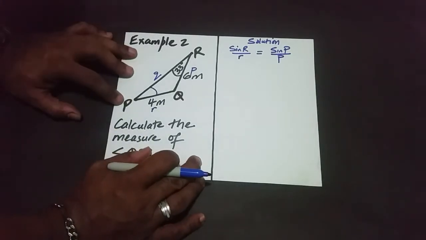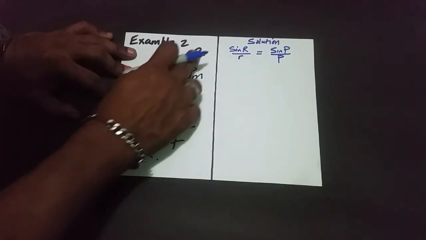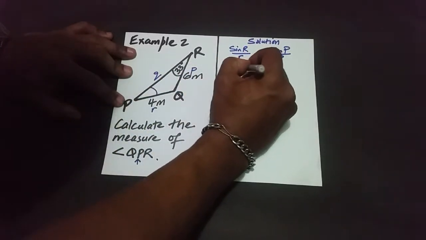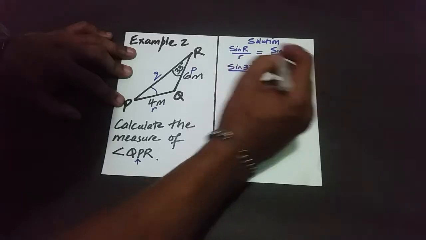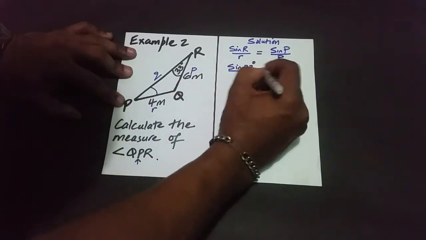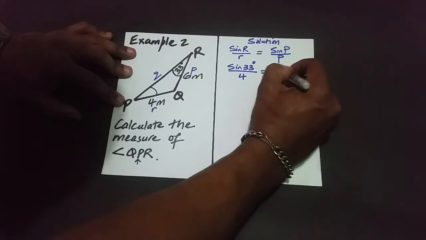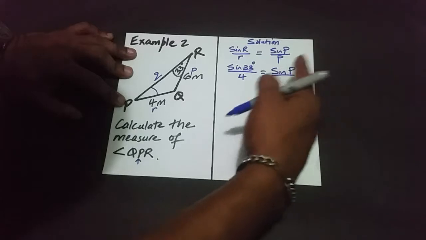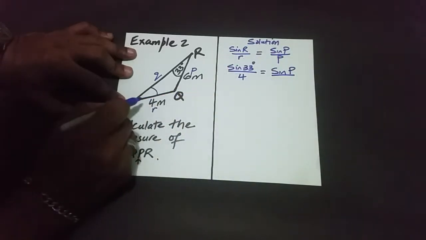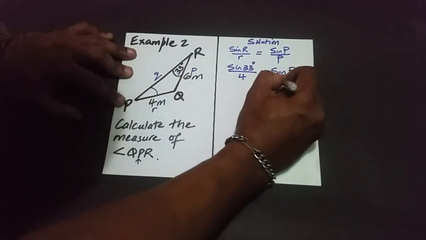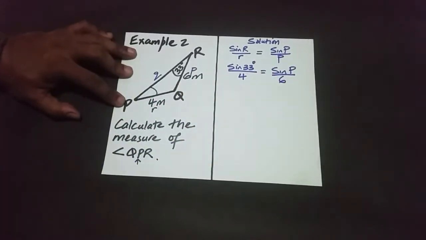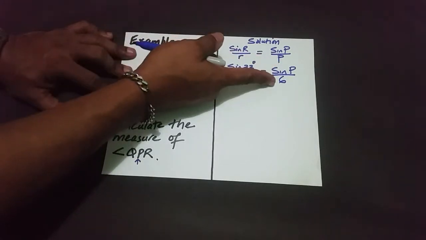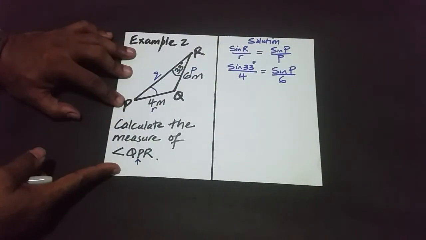So let's now plug in our values. The angle at vertex R is 33 degrees. So sine of 33 degrees over little r, which is 4, is equal to sine, and remember the angle at vertex P is what we want to find, so that should be the only thing missing, over little p, which is 6. So you can clearly see that we have three pieces of information: the 33 degrees, the 4, and the 6. The only thing missing is what they're asking us to find.